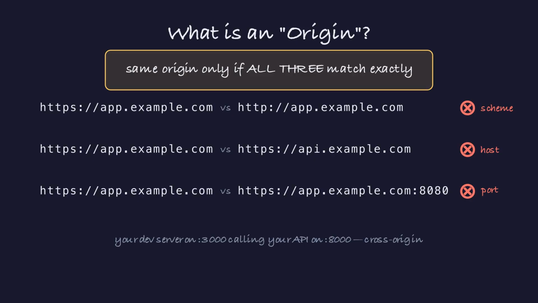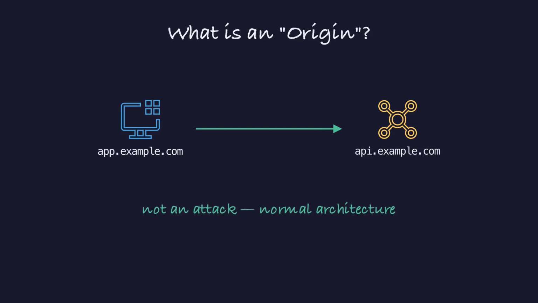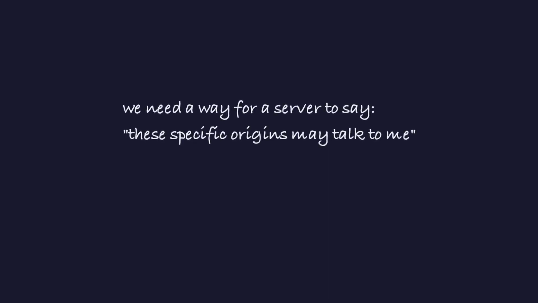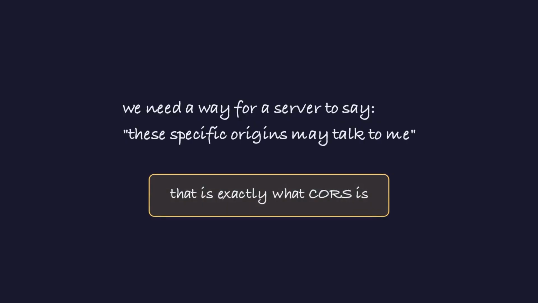But here is the problem. Legitimate apps need cross-origin requests all the time. Your front end on app.example.com needs to call your API on api.example.com. That is not an attack. That is normal architecture. So we need a way for a server to say, these specific origins are allowed to talk to me. And that is exactly what CORS is.